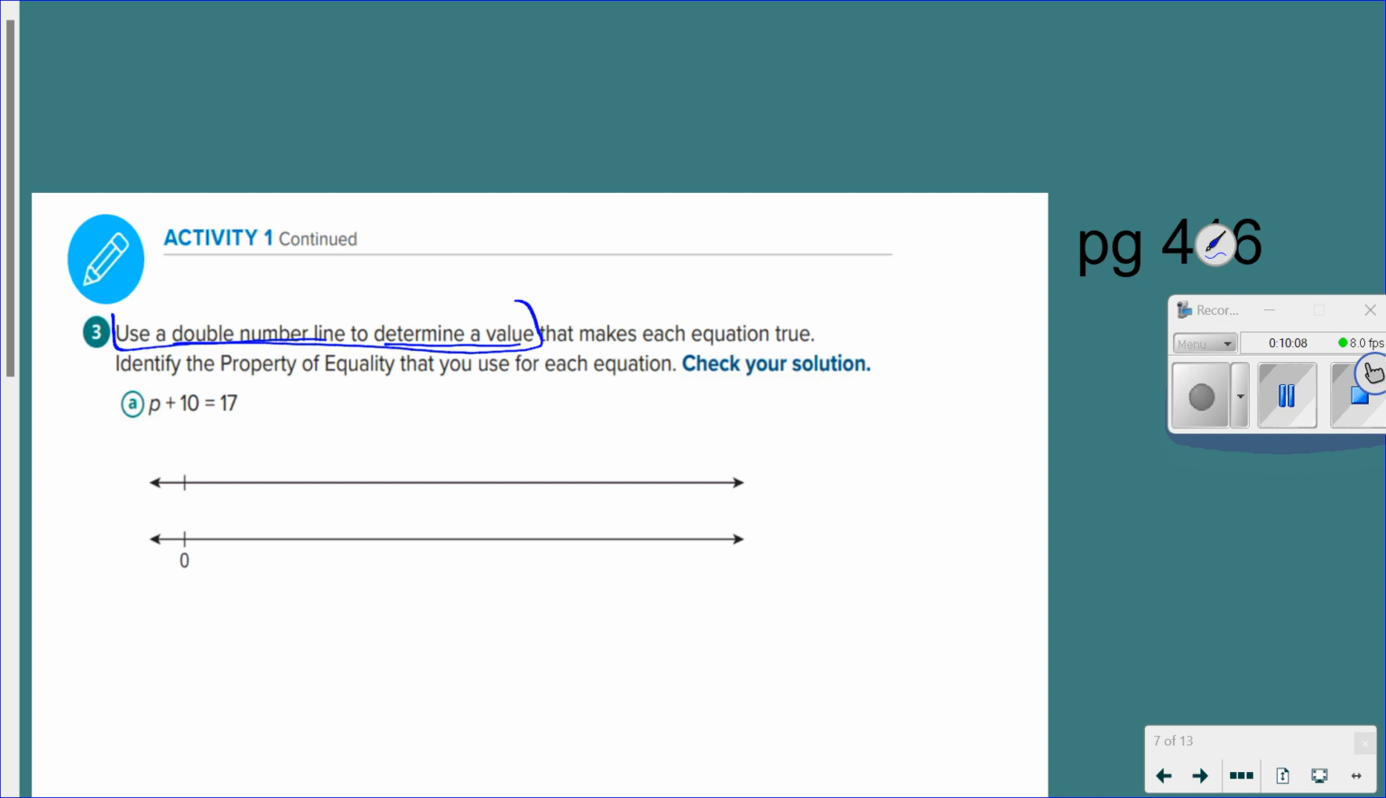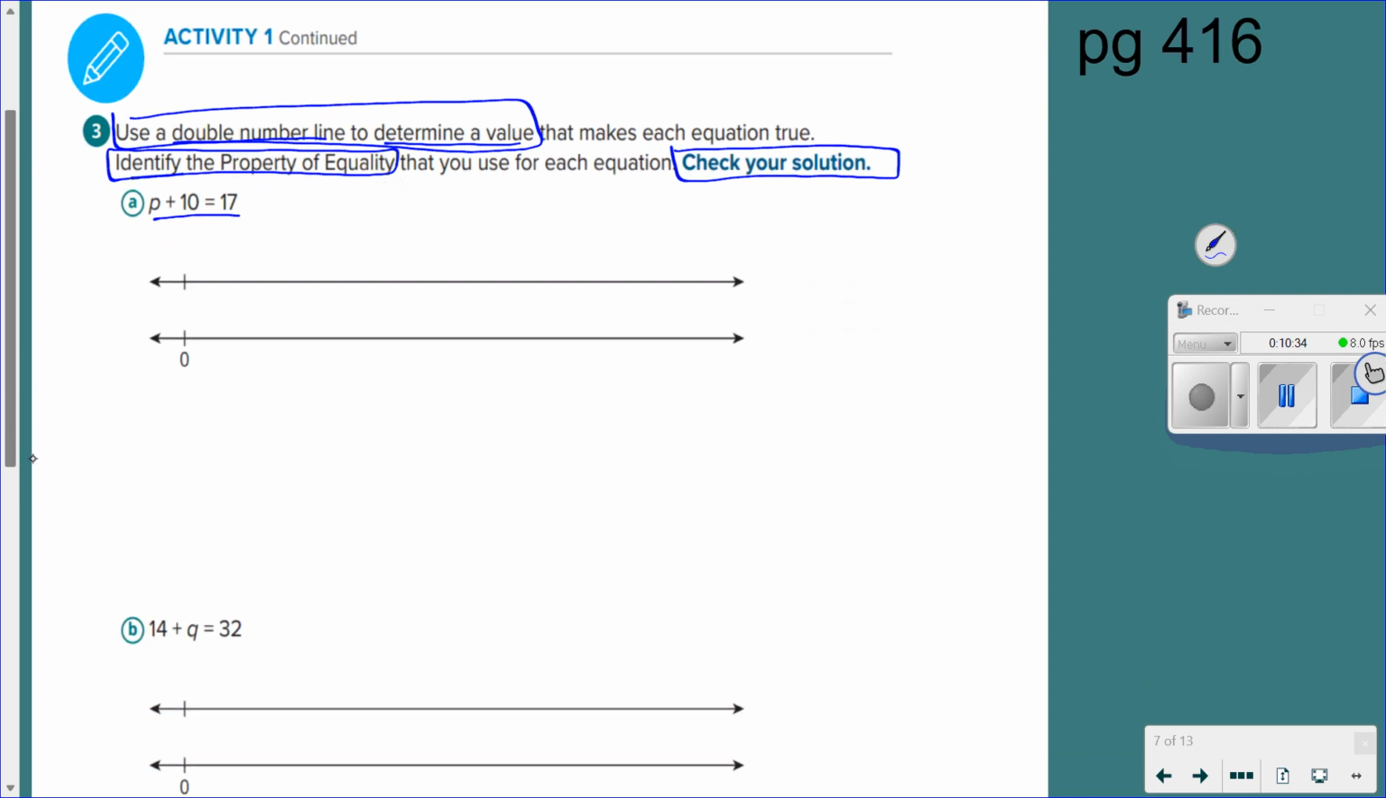So there's our first task: that makes each equation true. Identify the property of equality that you use. There's a second task we need to do. And then we need to check our solution. So you have 3 things that you need to do for each of these problems. They've given you the base equation. Your first step, use the double number line, means I need to put that equation on my double number line. Then I'll need to move it like we did in our example we just did to show what my actual solution is. Tell me what property you use to get to that solution, and then check your answer.